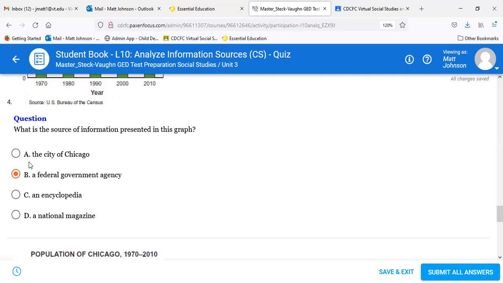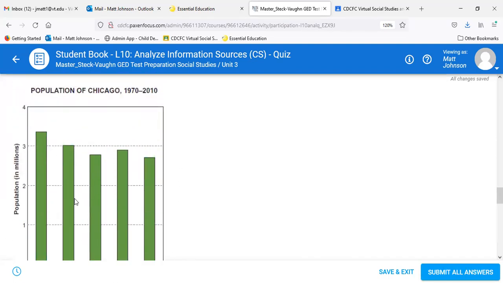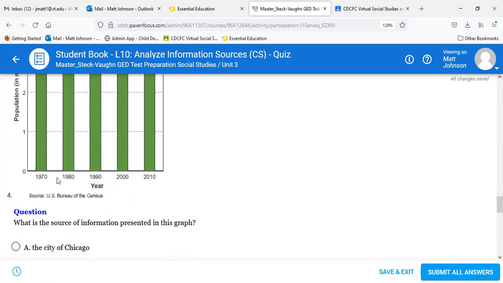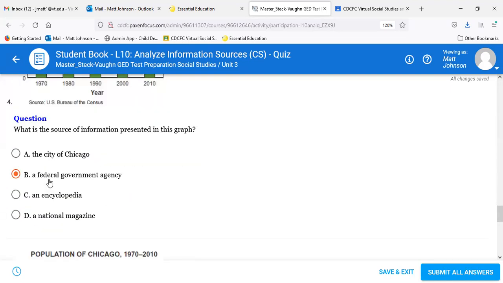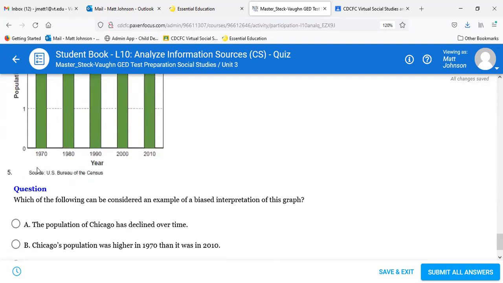And of course, usually if you see anything like that, U.S. Office, U.S. State Department or something like that, right? That is federal. And of course, there's also plenty of state organizations that would have information. I'm sure the state of Illinois probably has the population, census information, things like that about Chicago. But definitely U.S., that means federal. This is a federal government agency. B as in boy for number 4. And let's see, number 5.